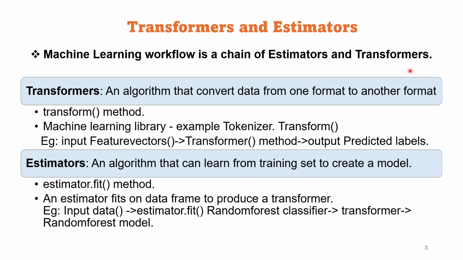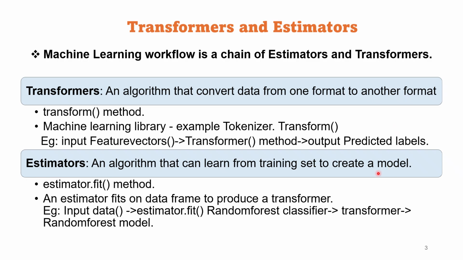In machine learning, a transformer is an algorithm which can transform data from one form into another form. Input data frame is transformed to feature vectors using the transform method. And then the feature vectors are transformed into output predicted labels using the transform method. Transformers ensure clear data processing from model training to model evaluation.